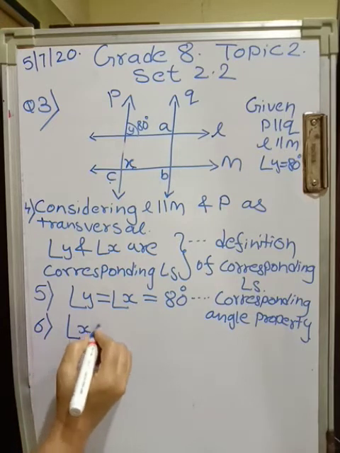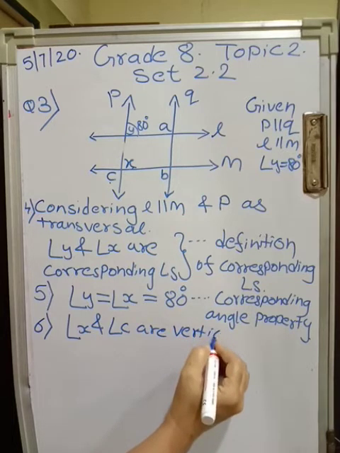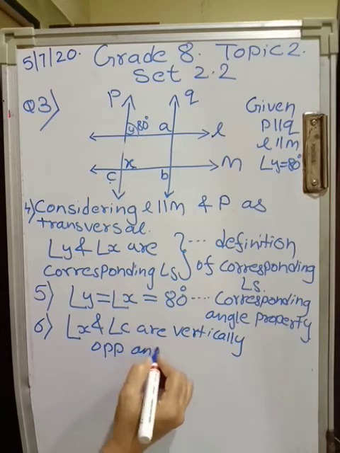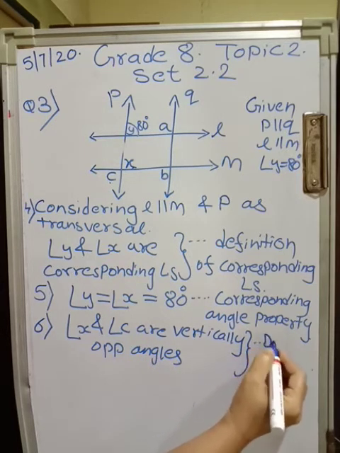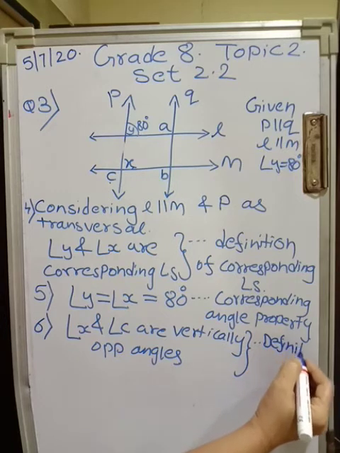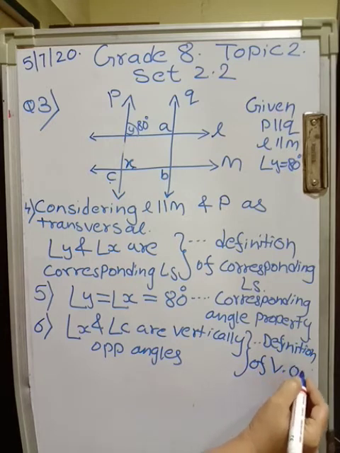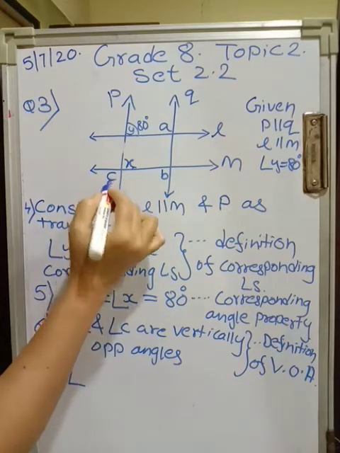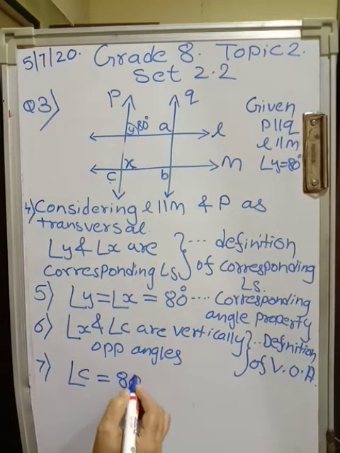Angle X and angle C are vertically opposite angles. What is the reason for this? Definition of vertically opposite angles. So, seventh will be, what will be angle measure of angle C? So, angle C is equal to 80 degrees.